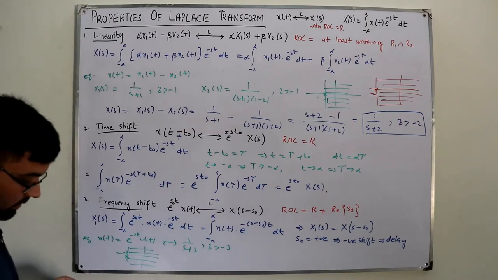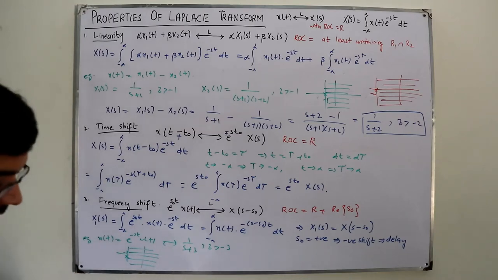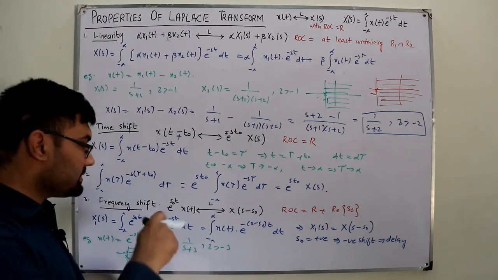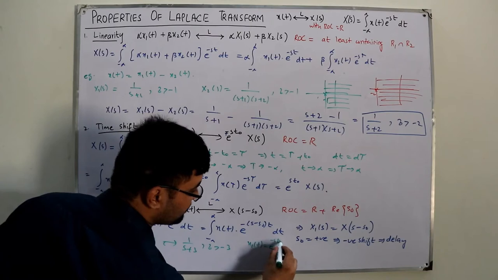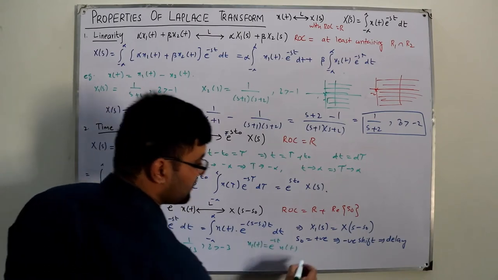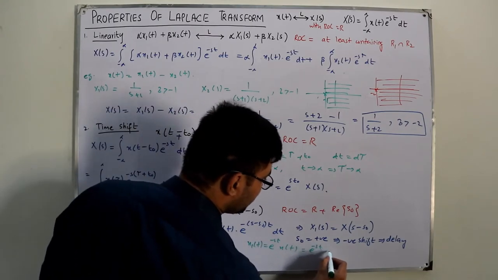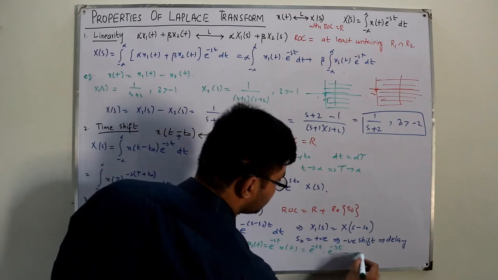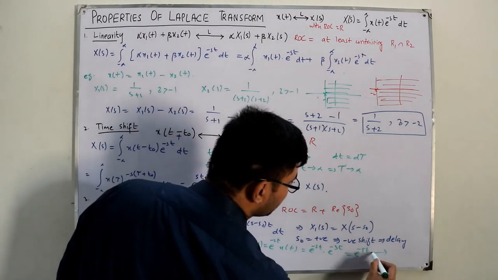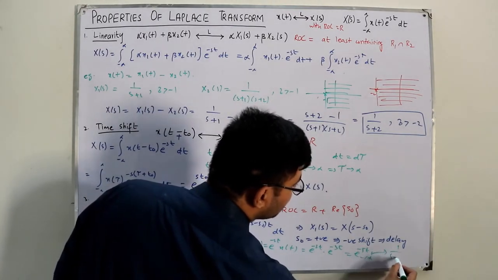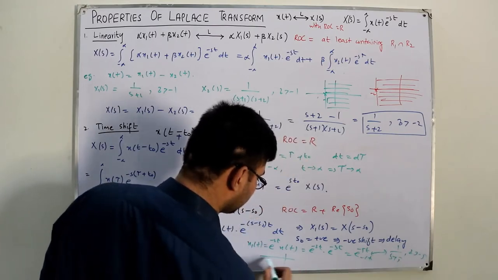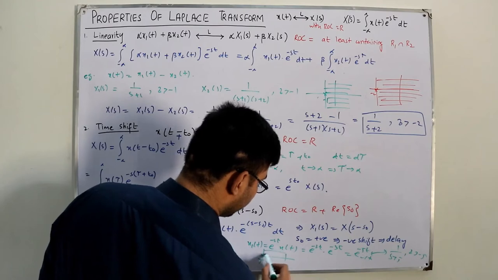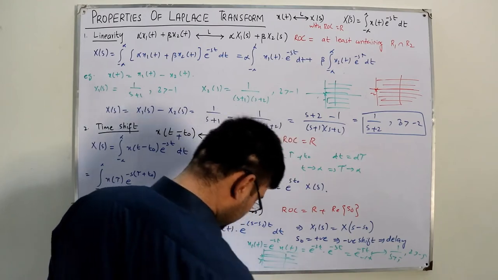Fine. Now, if I shift it, which means I have an exponential of negative 2t times x of t. Now, my x1 of t is exponential of negative 2t times x of t, which means this is exponential of negative 2t into exponential of negative 3t, which is exponential of negative 5t. So the corresponding transform would be 1 over s plus 5 with sigma greater than minus 5. And now the ROC has increased.